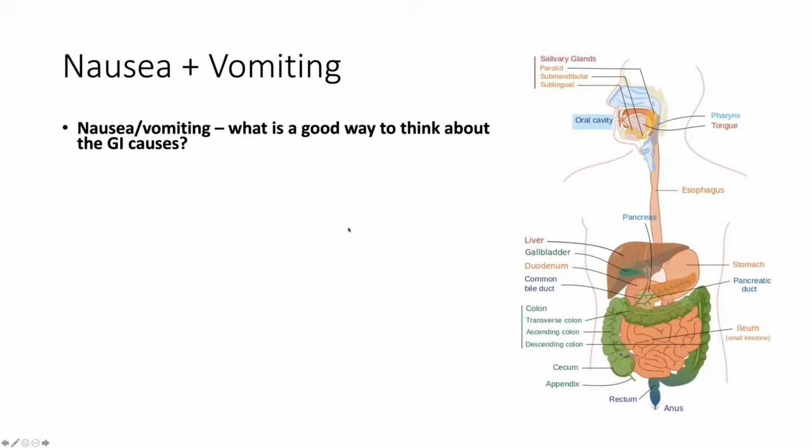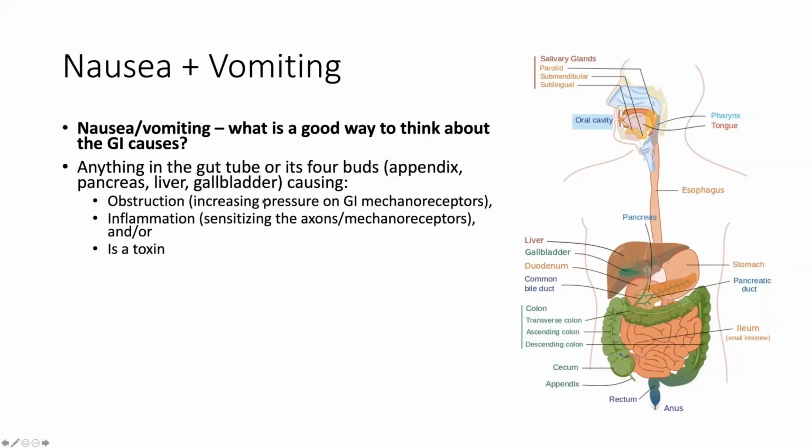Yeah, that's cool. Nice. So what is a good way to think about the GI causes? Let's sum it up. So the GI causes of nausea and vomiting. It's a good general way: causes of inflammation. Sorry, inflammation or what else? Obstruction. Yeah, obstruction. Basically, anything in the gut tube or its buds that causes obstruction, so increasing pressure, inflammation, in other words, increased sensitivity, or a toxin, right? You've got to throw that in there. It's the GI tract. But basically obstruction, inflammation, or toxin, which is cool.